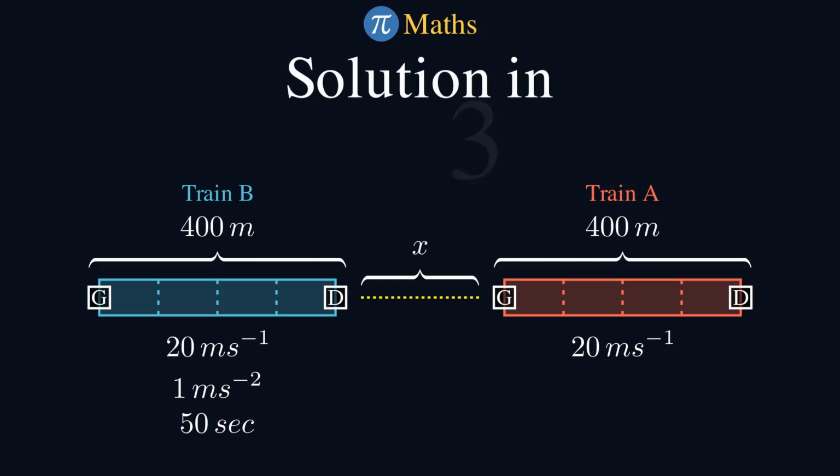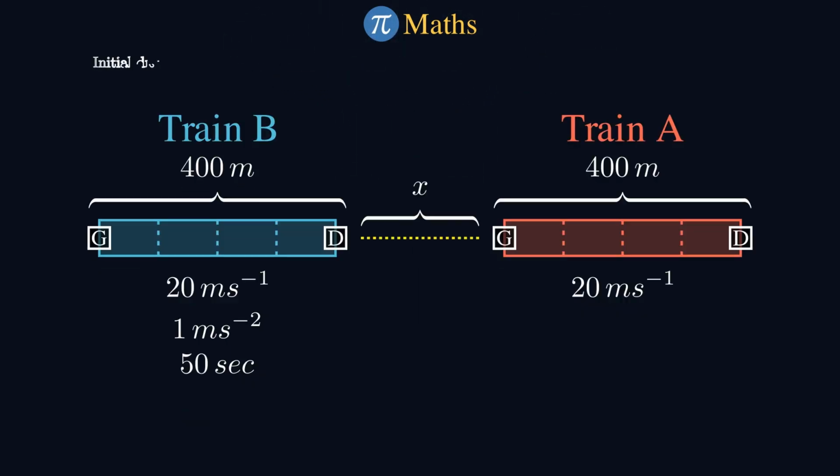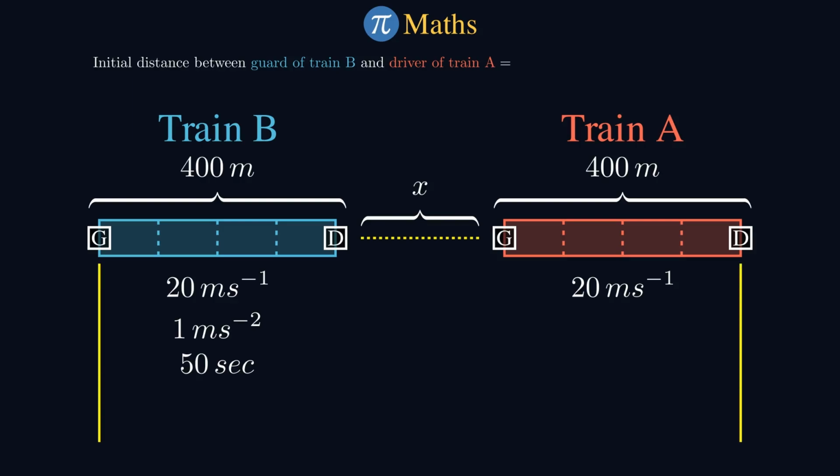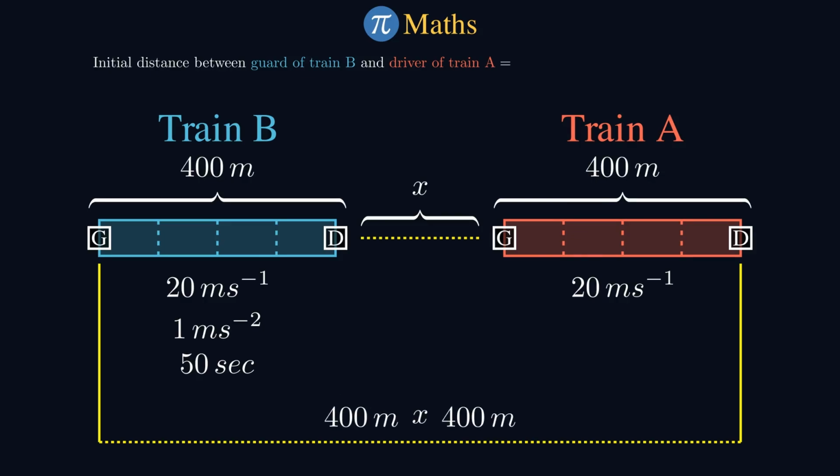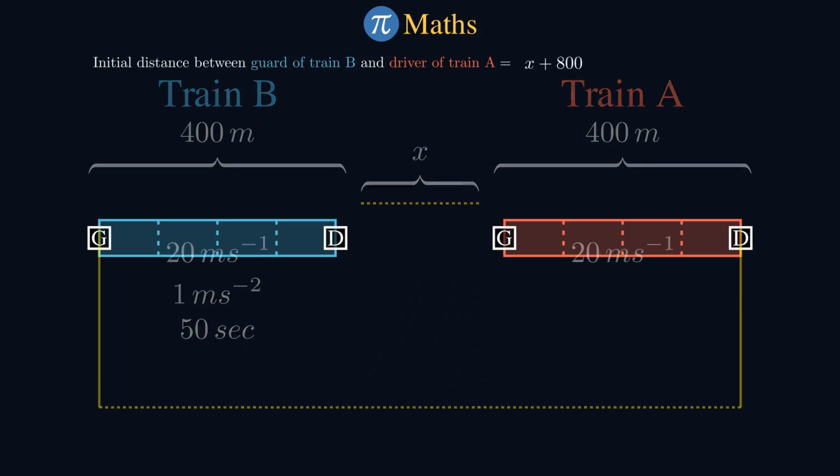Solution coming in 3, 2, 1. Let's mark the distance between the guard of train B and the driver of train A. The gap between both the trains is x and the length of both the trains is 400 meters. So the initial distance between the guard of train B and the driver of train A is equal to x plus 800.